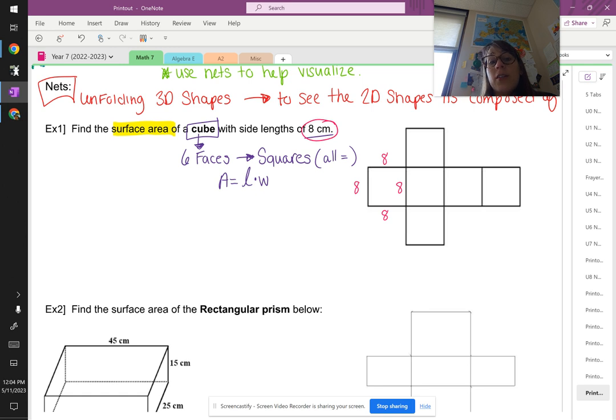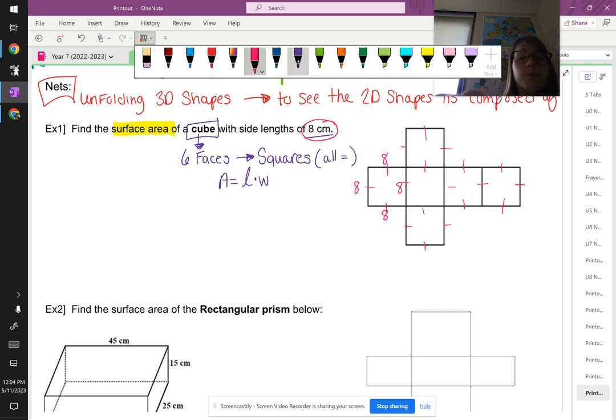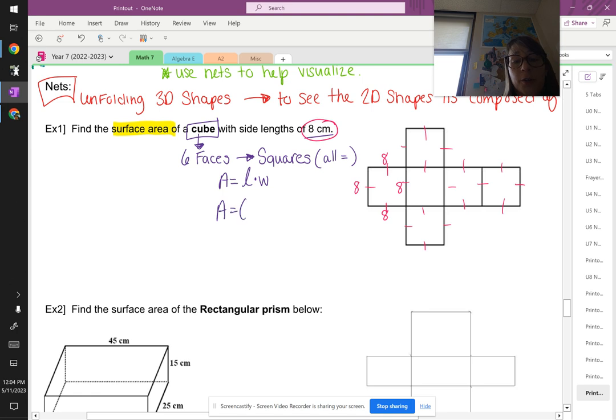And I actually know that all these faces are the same. So really, every single one of these sides of these boxes could be labeled with 8, or those congruent markings like we've seen in the past. So area would be equal to my length, which is 8, times my width, which is also 8. 8 times 8 is 64.